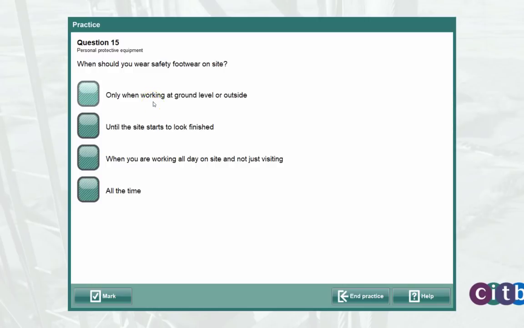When should you wear safety footwear on site? Only when working at ground level or outside. Until the site starts to look finished. When you are working all day on site and not just visiting. All the time.